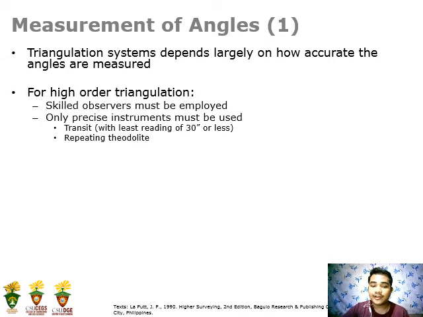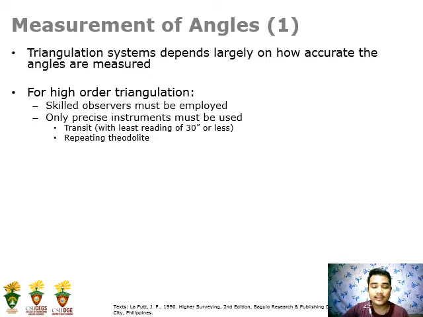And for high-order triangulation, skilled observers must be employed. The measurements must be very precise. Then only precise instruments must be used. For example, the transit has a reading of at least 30 seconds, and it can be even smaller. We can detect or read at least 30 seconds or less of measurement if a transit is used.